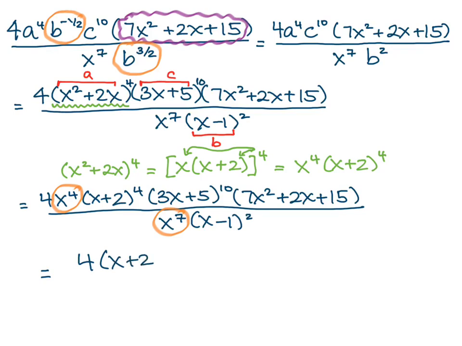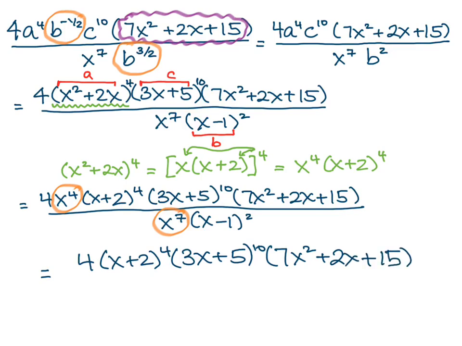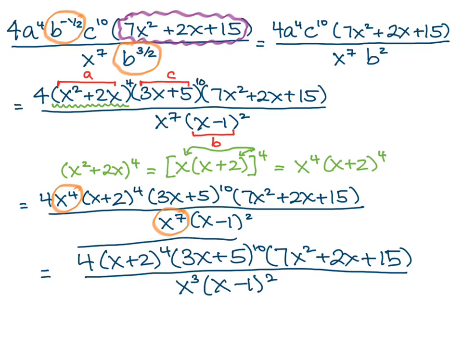4x plus 2 to the 4th, 3x plus 5 to the 10th, 7x squared plus 2x plus 15 over x cubed, x minus 1 squared.